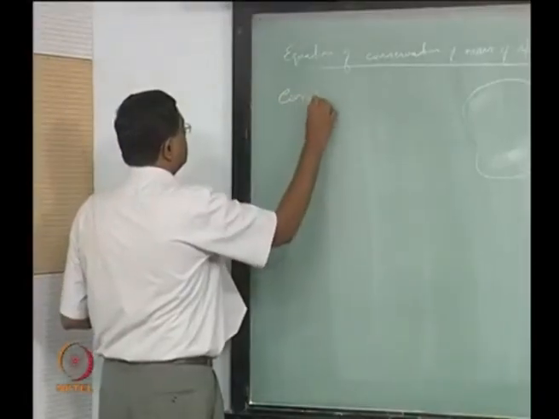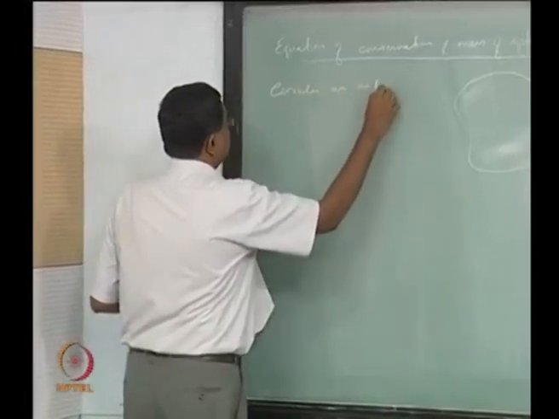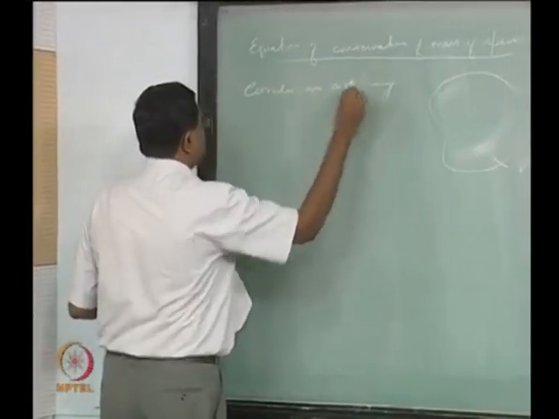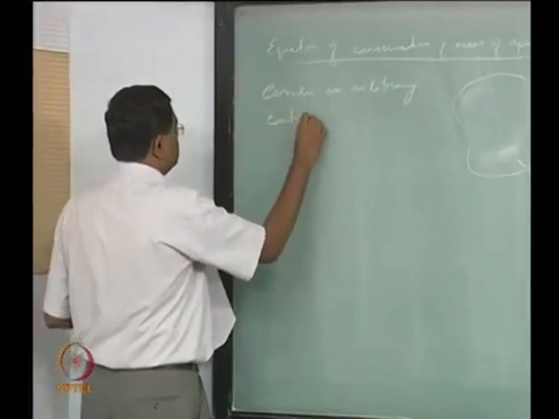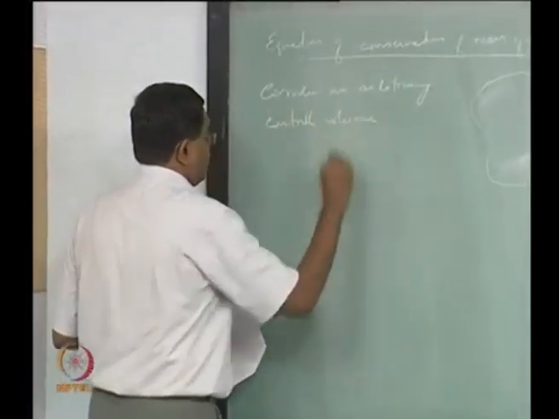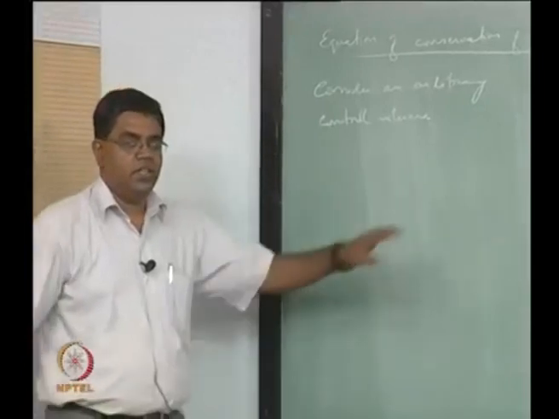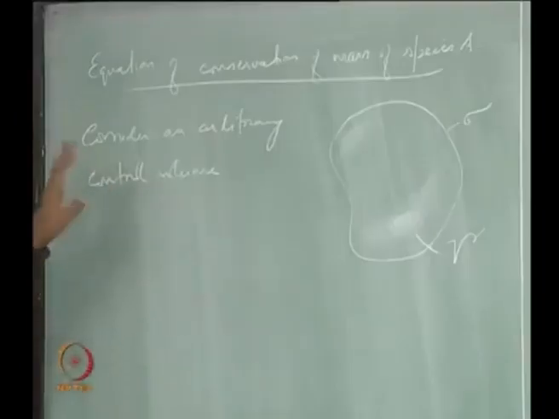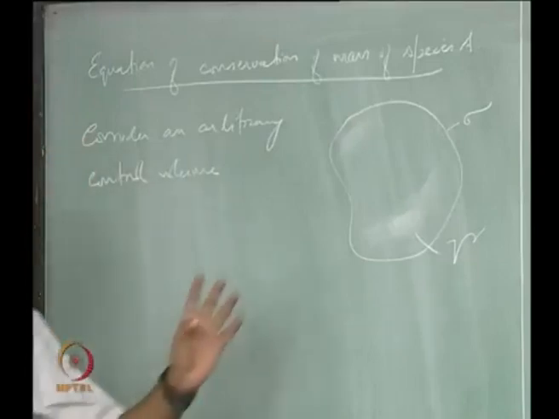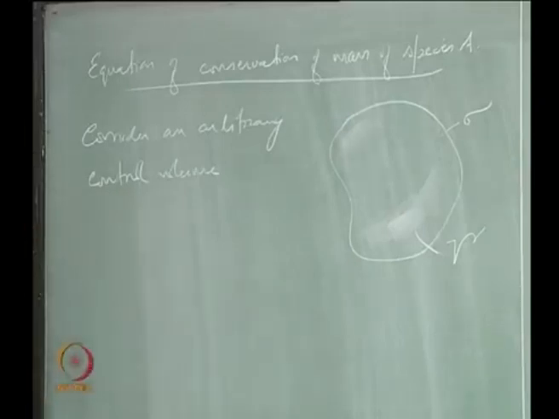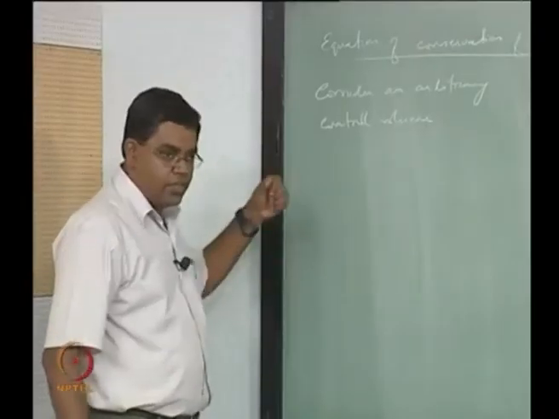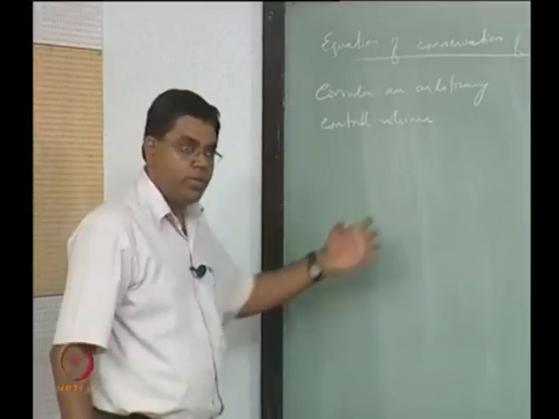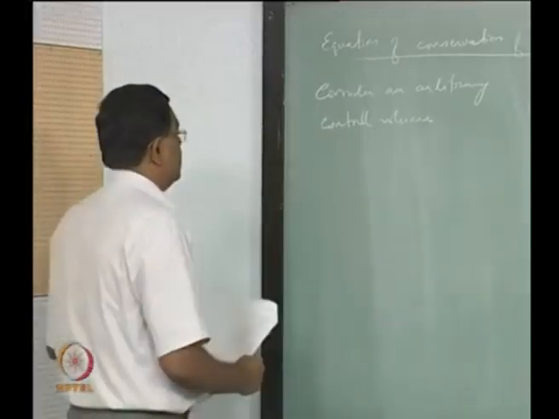So we consider an arbitrary control volume. I would like to emphasize that the arbitrariness of the control volume is pretty important for us, okay. And that is what actually tries to make it quite general for us. And we will probably try to get the same equations in the end, but we will invoke the arbitrariness of the control volume to do this pretty soon.